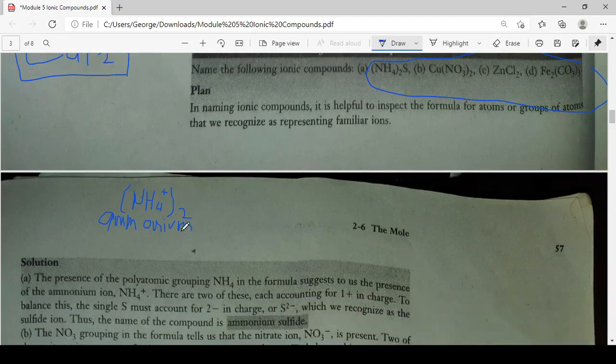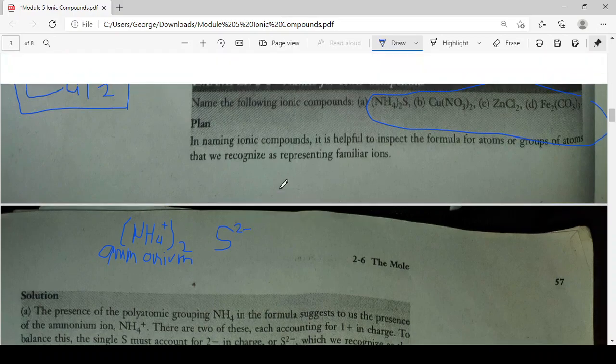Next, to balance this, kay may 2 ta ka 1 plus nga charge, meaning 2 plus ni siya, the single naton nga S must account for 2 negative in charge or S2 negative. So we recognize the sulfide and thus the name of your compound. Kaya ang S naton 2 negative. Kaya ang 2 negative yun check natin sa table.